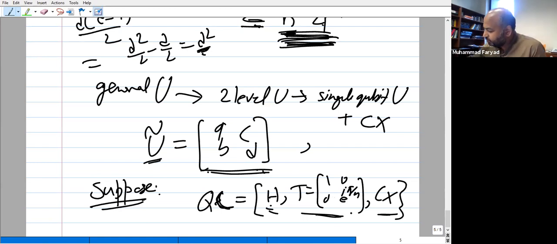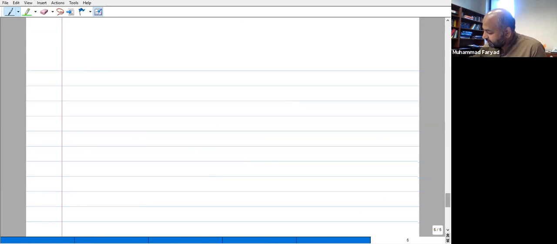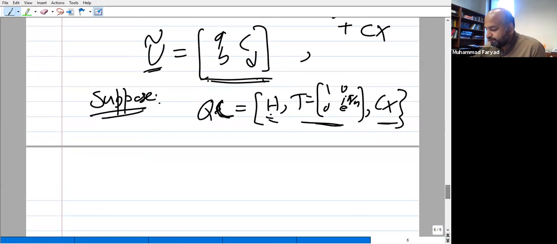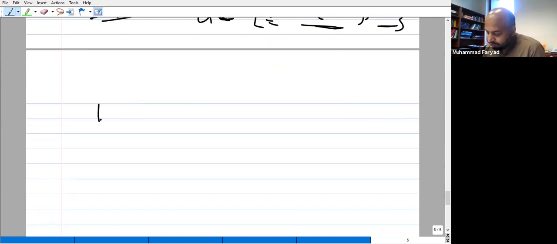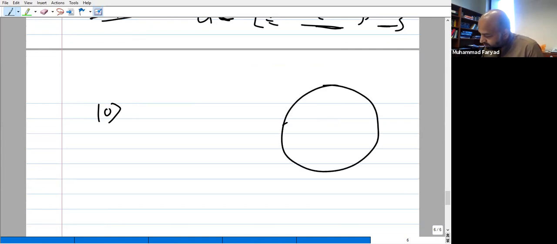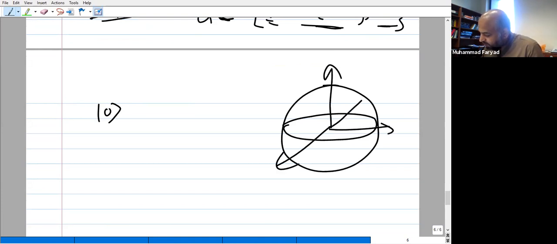And the first question actually is, can we implement this general single qubit unitary with 100% accuracy with a finite set of gates? The answer is no. And the reason is this: if you even think about a single qubit, forget about multi-qubits, just think about a single qubit. We know that the state of the single qubit can be represented by a vector on a Bloch sphere. But on the Bloch sphere, there are infinite possibilities. There are infinite number of points because it's a continuum.